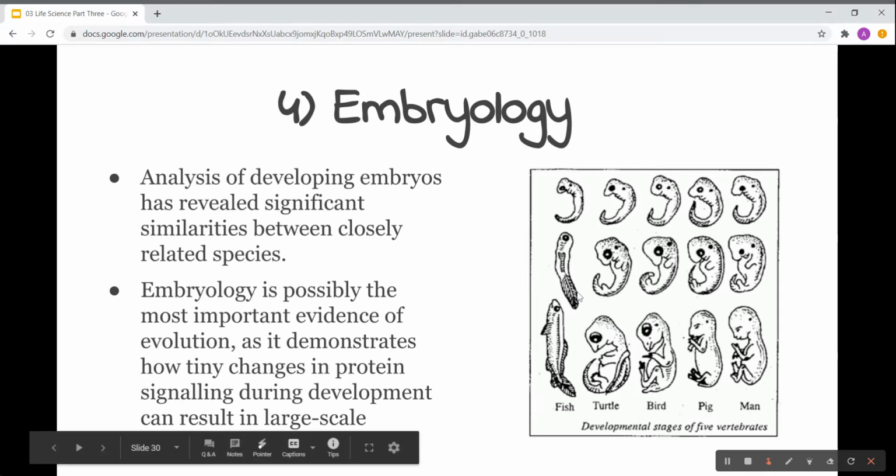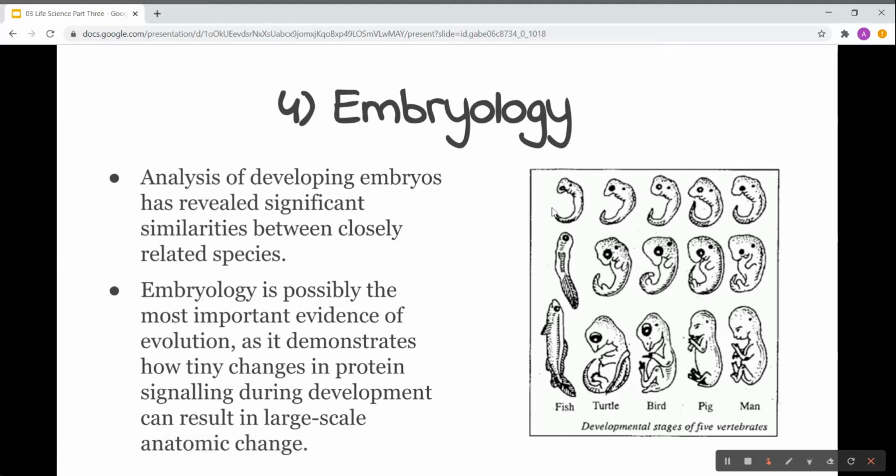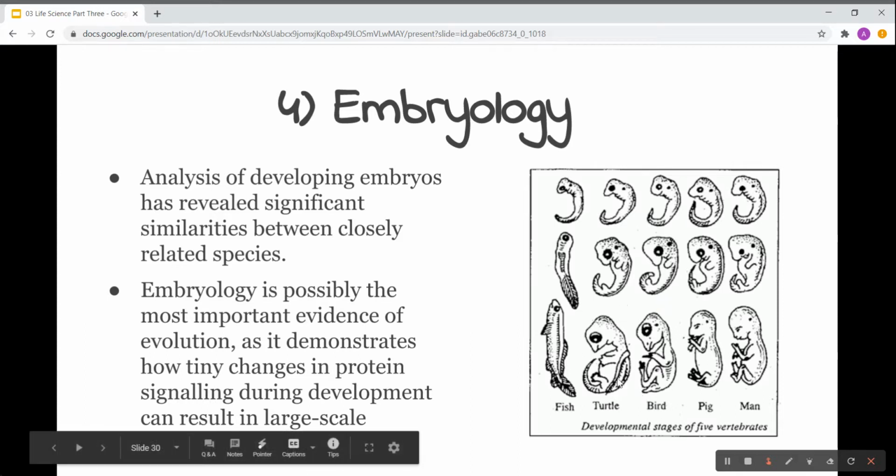So this is a fish. If you look right here, we all look very similar. This is the embryo. But as we develop, you can see it gets different. But we all look kind of similar here, minus the fish. The fish is different, but the embryo is the same.